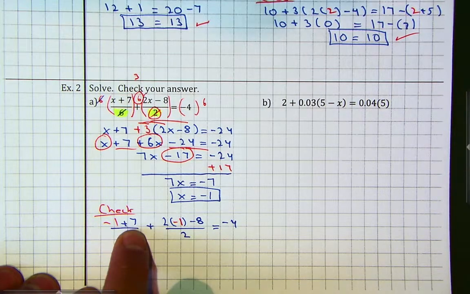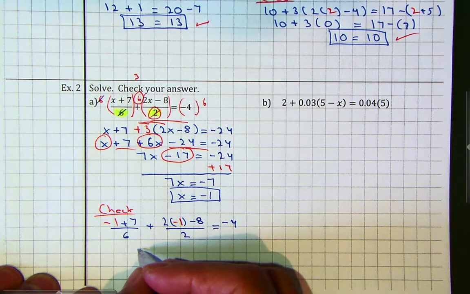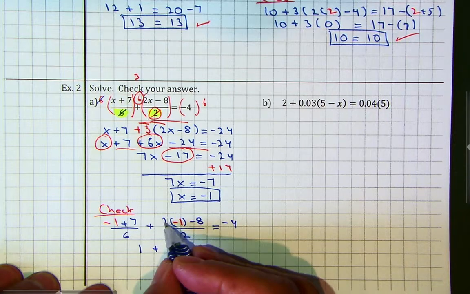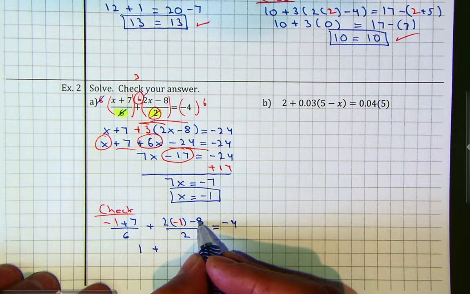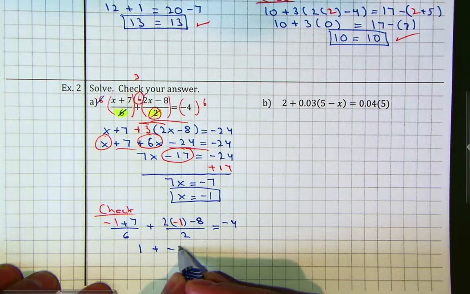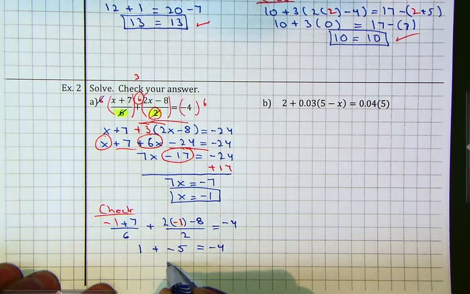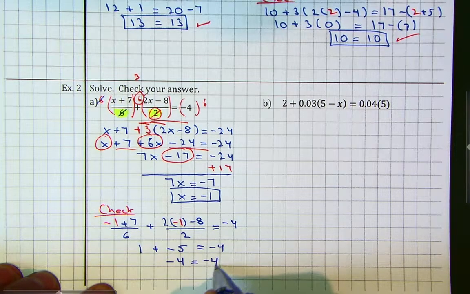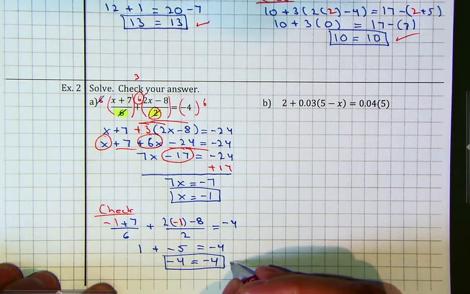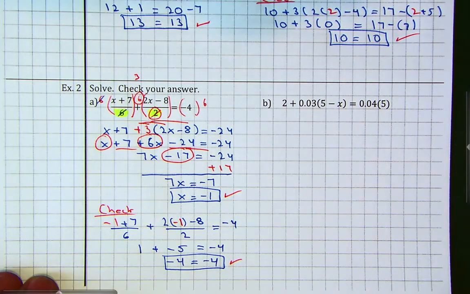This is 6 divided by 6 gives me 1 plus. That is negative 2 minus 8 is negative 10 divided by 2 is negative 5. So that's negative 4 equals negative 4. So therefore, that gives me a true statement, which means that this is the correct solution.